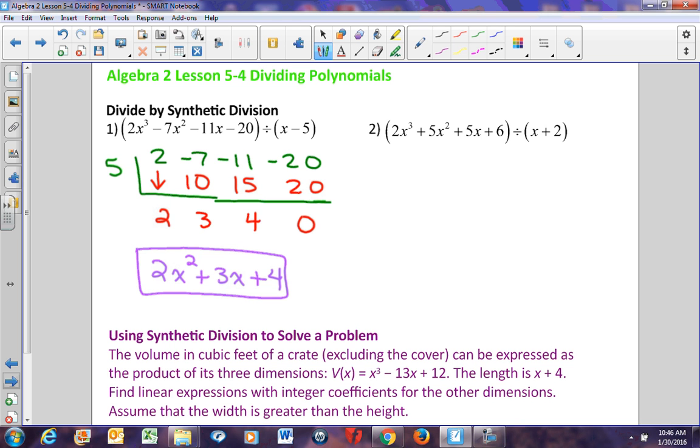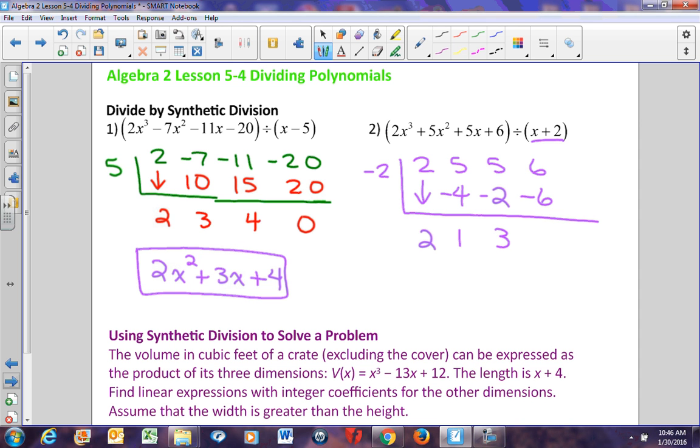All right, last problem for synthetic division. Let's divide 2x to the third plus 5x squared plus 5x plus 6 by x plus 2. Again, reverse your divisor. So the divisor is now negative 2. Only use your coefficients: 2, 5, 5, 6. Bring this down, that's a 2. 2 times negative 2 is negative 4. 5 plus negative 4 is 1. 1 times negative 2 is negative 2. 5 plus negative 2 is 3. 3 times negative 2 is negative 6. 6 plus negative 6 is 0. So the quotient here is 2x squared plus x plus 3.